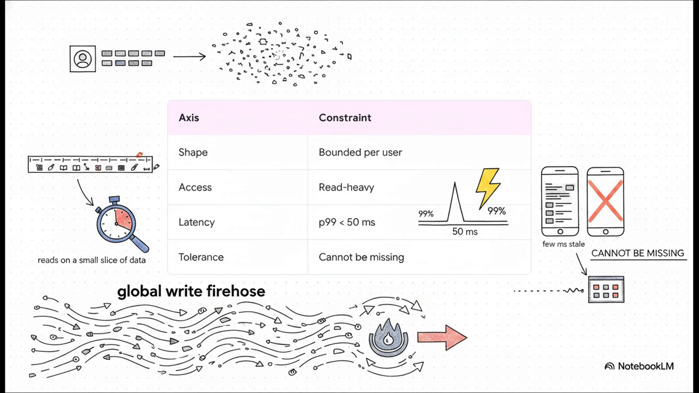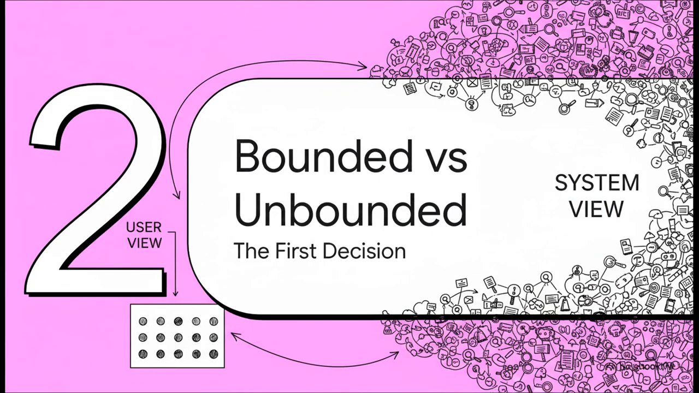Then, the access pattern is heavily skewed toward reads on a tiny slice of data. Latency is incredibly tight. That P99 latency must be under 50 milliseconds. And finally, tolerance. A user's recent list can be a few milliseconds stale across devices, sure, but it absolutely cannot be missing.